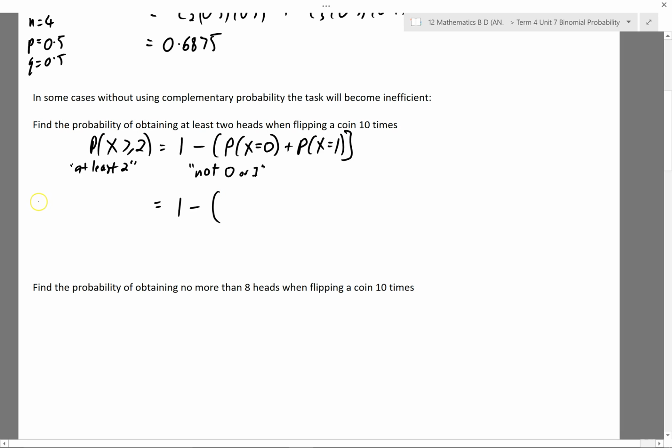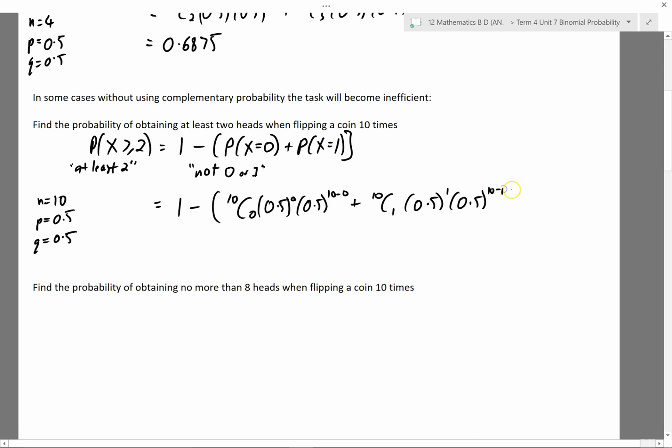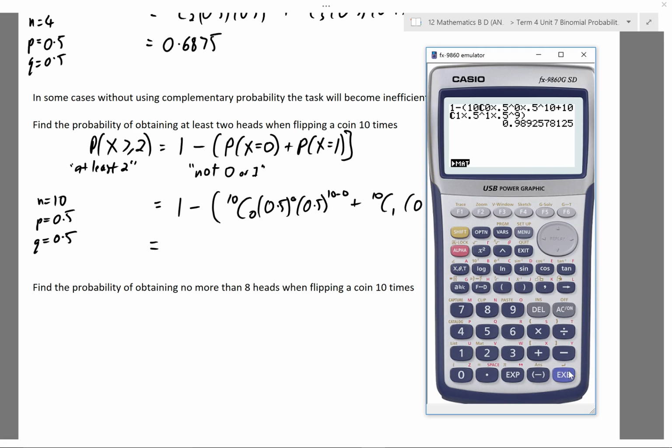Now before I use the formula, I'll state the facts. There's 10 trials, probability of success is 0.5, probability of failure is 0.5. 10C0, 0.5 to the power 0, 0.5 to the power 10 minus 0, plus 10C1, 0.5 to the power 1, 0.5 to the power 10 minus 1. And mash all that into your calculator. Even doing that was a bit of work, but I got 0.989.